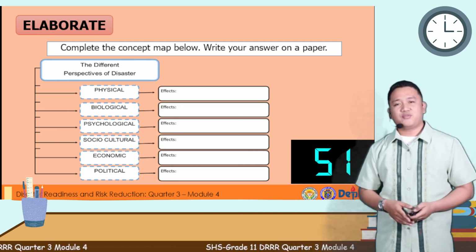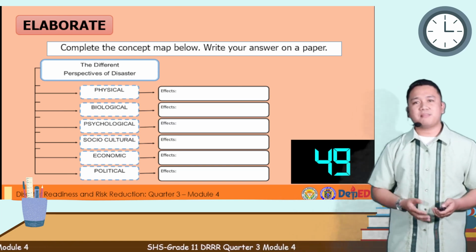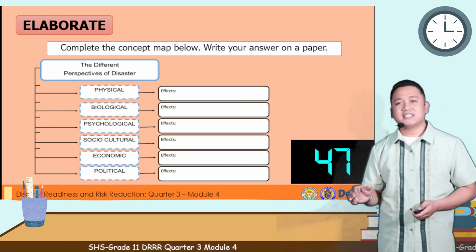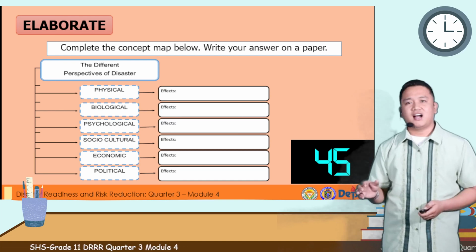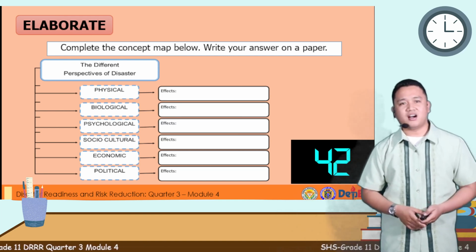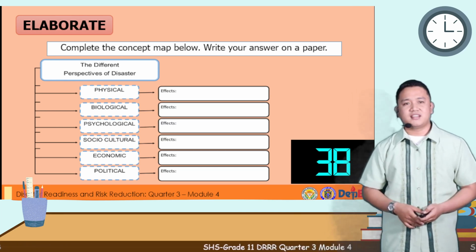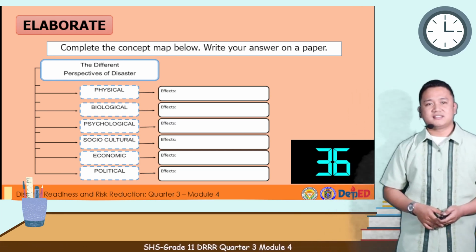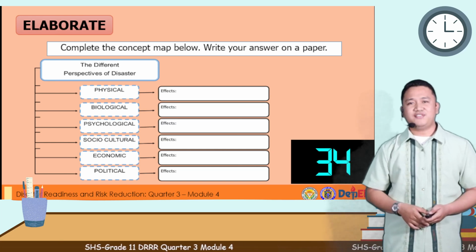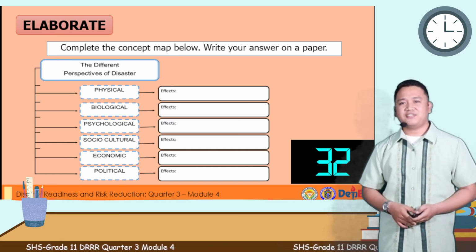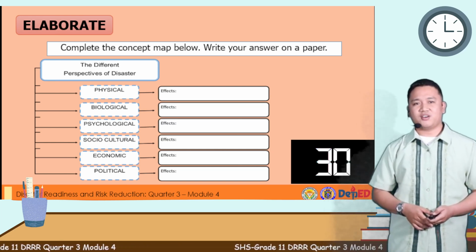Okay, so I'll repeat. By completing the concept map, you are going to write the effects on the different perspectives of disaster. I believe you are writing the best effect to the perspective of disaster.